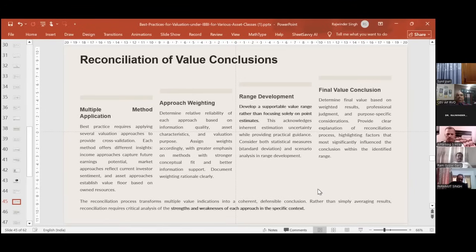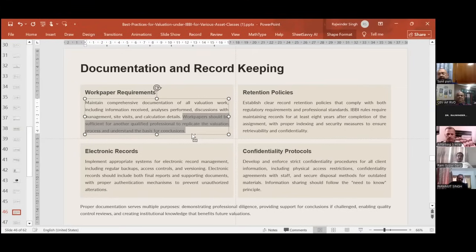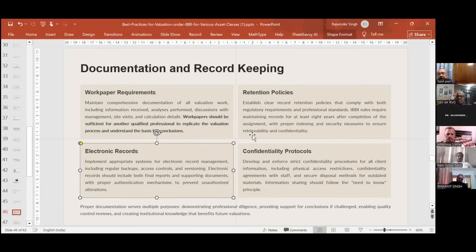Then documentation and record keeping. In best practice, this is very important. First thing is work paper requirement. Maintain comprehensive documentation of all valuation work, including information received, analysis performed, discussion with management, site visits, and calculation details. Work papers should be sufficient for another qualified professional to replicate the valuation process and understand the basis for the conclusion.